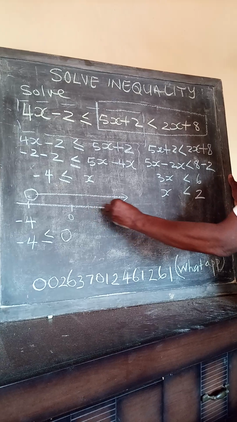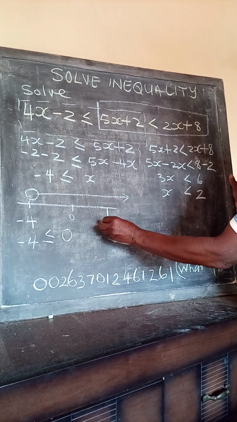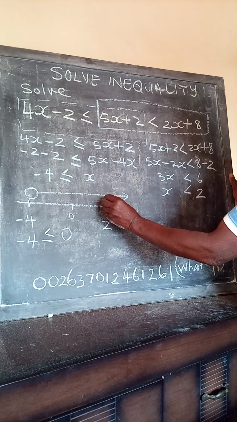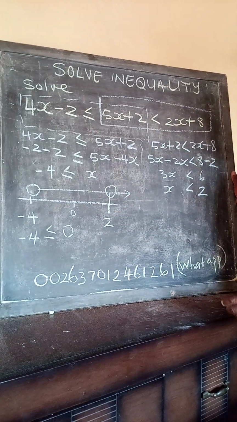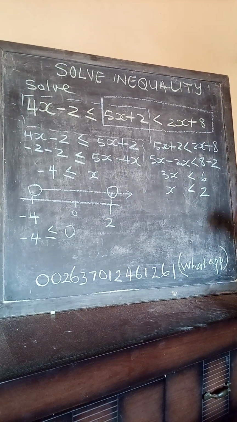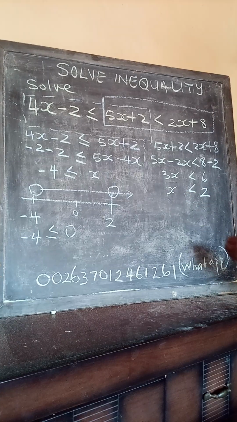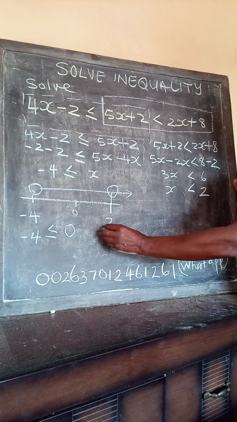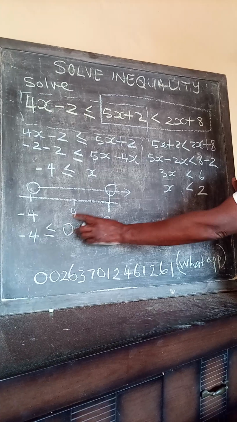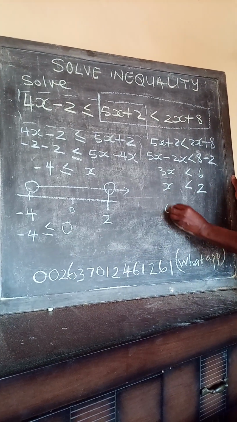Then I come again to this inequality, and then I write here 2. And then I put again here my circle. I put my circle there. And then again I want to see where the arrow must go. Then I take this number here, 0. And then I put it here. So it becomes this.